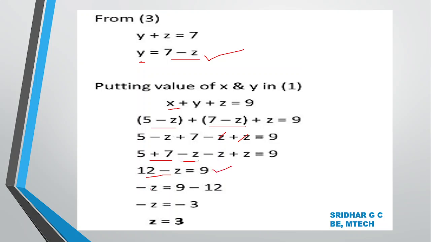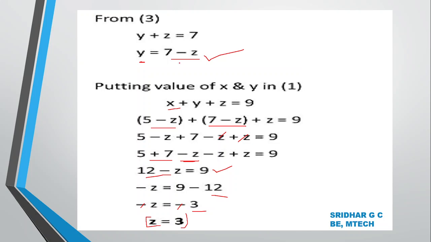Solve for z. Keep minus z as it is. So 9, as I shift plus 12 to this side it will become minus 12. So 9 minus 12 is minus 3. Anyhow negative will get cancelled, minus will get cancelled. So z equals 3. This is our final answer. Got it? For the z value.